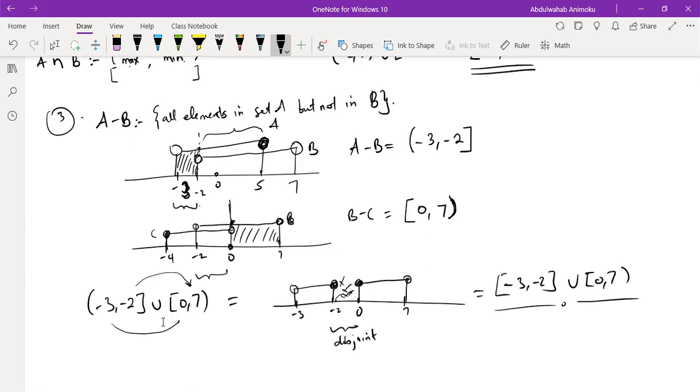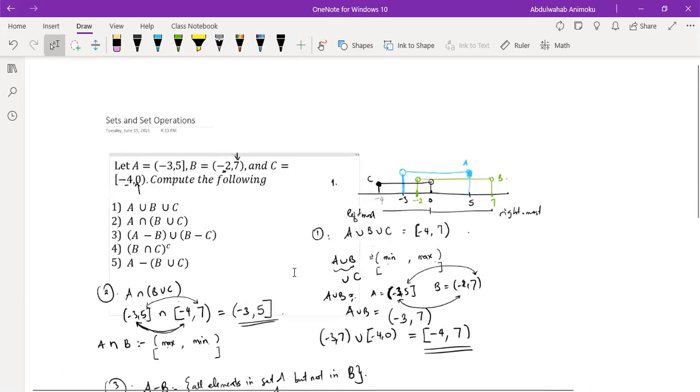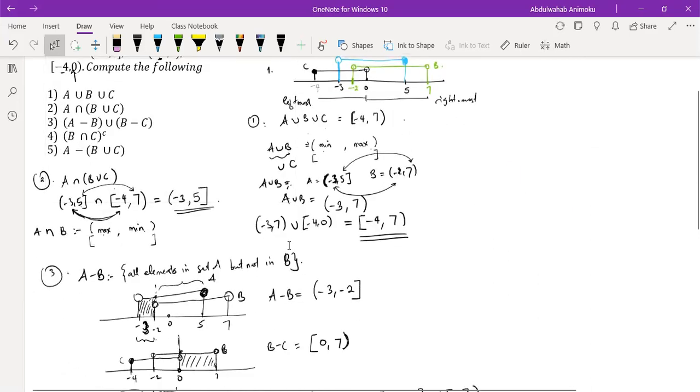So the only time you can use the rule minimum of the left-hand side and maximum of the right-hand side is when they have something in common. They are not disjoint. Okay, so please take note of that. All right, so let's move on to the fourth question. The fourth one says we should find B intersection C complement. So that's the fourth one.